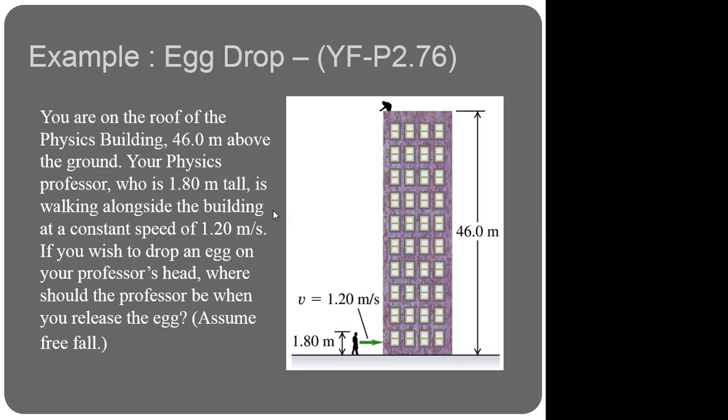Okay. Next, you're on the roof of a physics building 46 meters above the ground. Your physics professor, unfortunately I'm not that tall, is 1.8 meters tall, walking alongside the building. So you really hate the physics professor. He's walking at 1.2 meters per second, the usual leisurely walking pace, and you want to drop the egg on his head. Where should you drop it? Where do you mark the spot X where, when he passes by, you drop it?